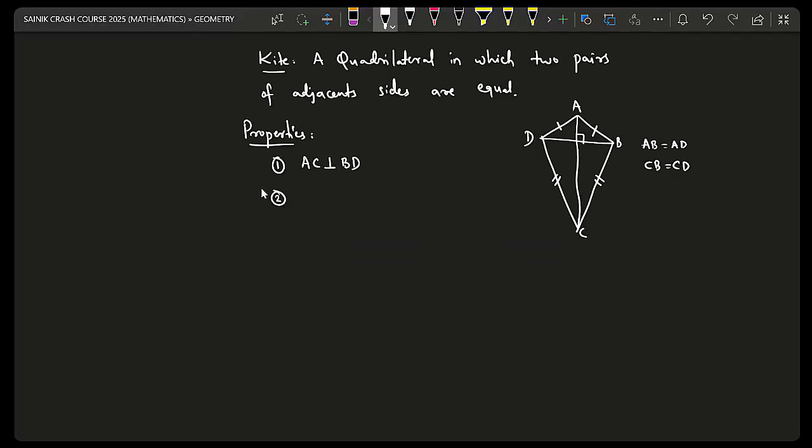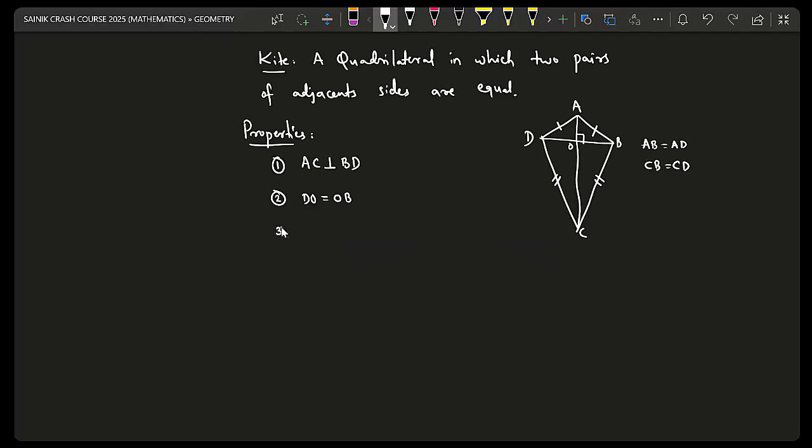And the next property: if you take the point of intersection as O, that is, the diagonals are intersecting at O. In parallelogram we saw both diagonals bisect each other, but here only one diagonal bisects the other. You can see AC is vertical and BD is horizontal. The vertical diagonal is bisecting the horizontal diagonal. That means we can say DO is equal to BO, but we don't know whether AO is equal to OC or not. So we can write DO is equal to OB. That means the vertical diagonal is going to bisect the horizontal diagonal.